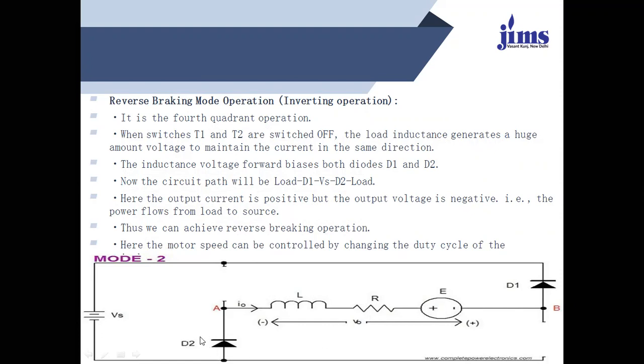So diode 1 and diode 2 are operating and both switches are in the off state, and whatever energy is stored within the inductance and the load will be delivered from this side towards the source side.